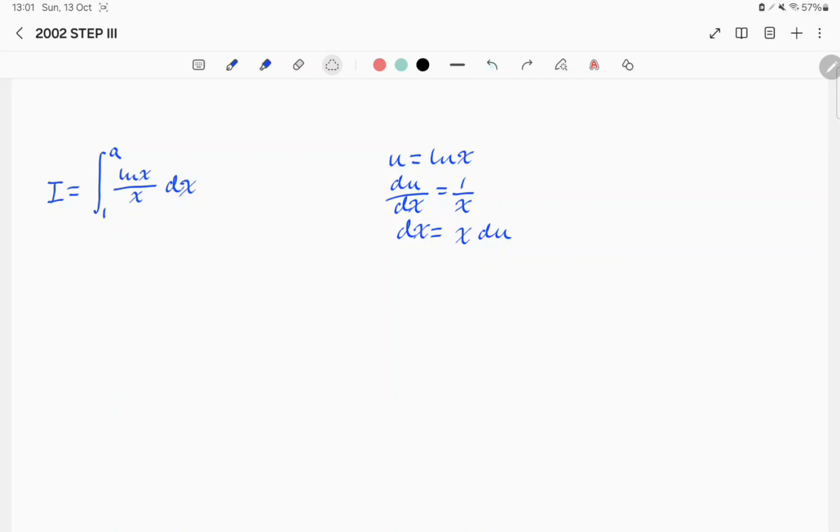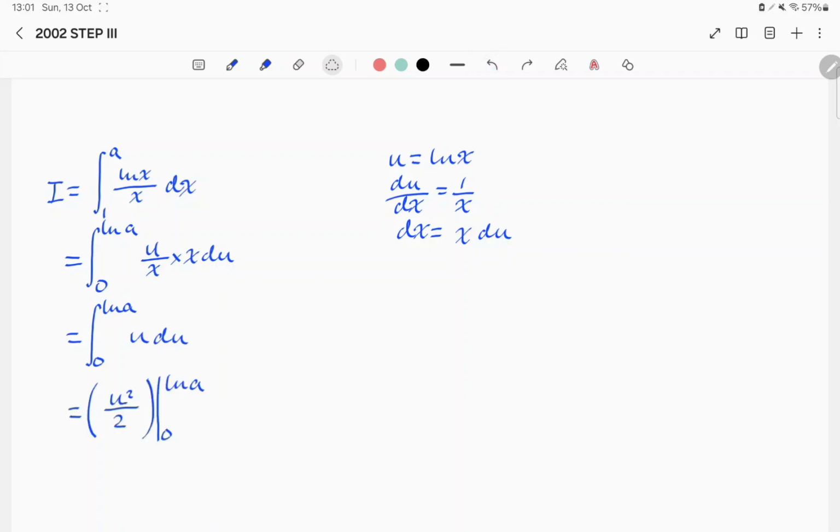So, making the substitution, we have that the integral is equal to the integral between 0 and ln of a of u by x multiplied by x du, which simplifies to the integral between 0 and ln of a of u du. This is a fairly simple integral, and this is equal to u squared over 2 between 0 and ln of a. This simplifies to ln of a all squared over 2.